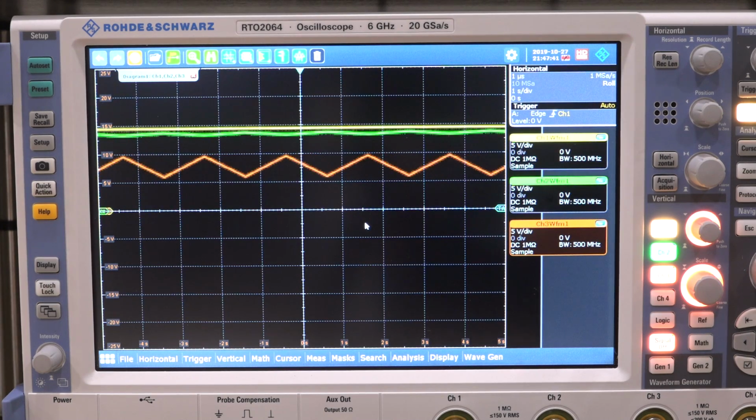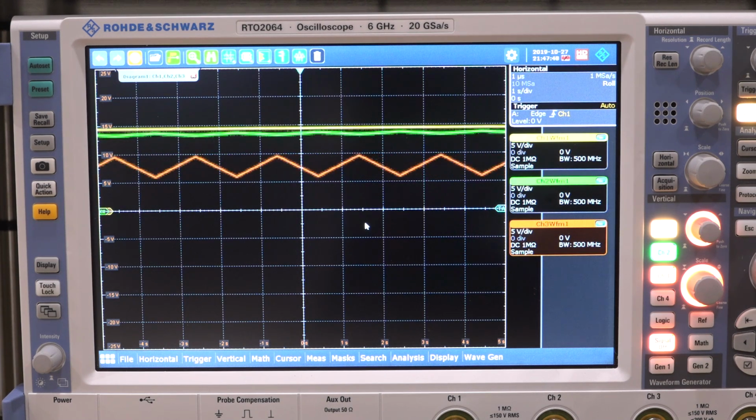So this tells me a lot of information. It means that the PLL is basically functional. All of its primary components are working.